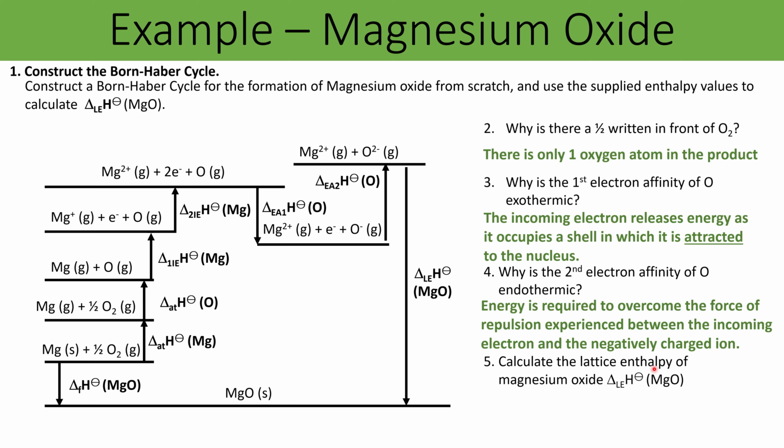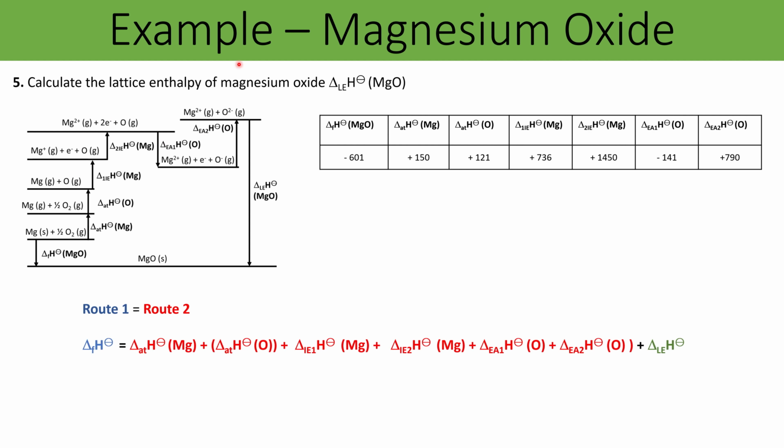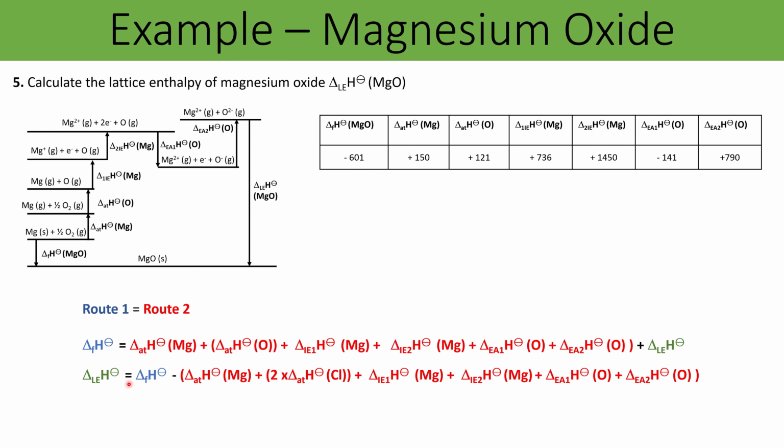Finally, calculate the lattice enthalpy of magnesium oxide. So we're going to need some values now, and we're going to need to substitute those values in. So let's have a go at that. Here are your values for each one of these, and we've got to calculate this value here for lattice enthalpy. Well, remember that route 1, this route here, is equal to route 2, from here all the way around to here, including those ups and downs over here. So we can say this, and then we can rearrange for the lattice enthalpy. Then we can plug in our values and we should get this value here.